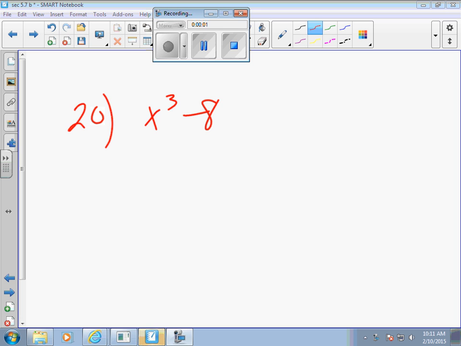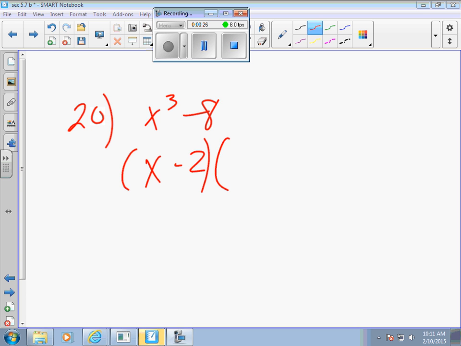Welcome to section 5.7. We're going to do some factoring of cubics, sum and difference of cubics. This one is the difference of cubics. We recognize it because there's a cube term minus a cube term. The first thing that we're going to do is take the cube root of my first term, which gives me x. The cube root of my last term gives me 2.